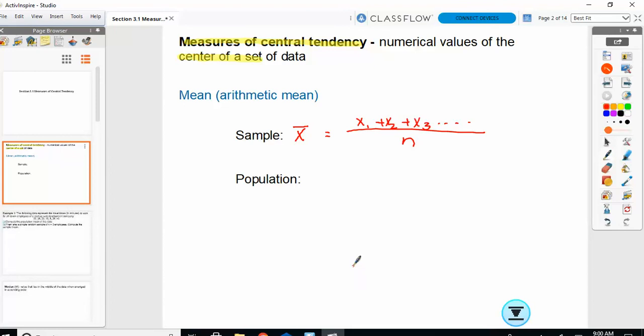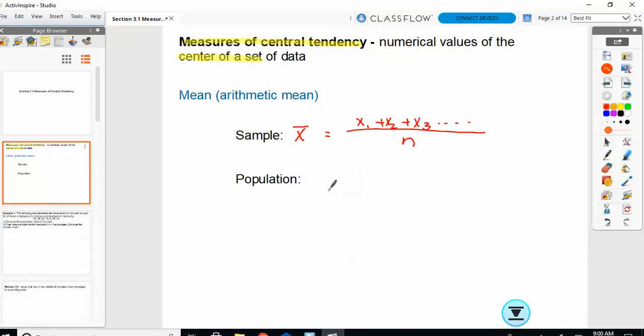So maybe I wanted to know my average test score, but I was too lazy to do everybody, so I just took 3 people. I added up their scores, and then I would divide by 3. That's my mean of a sample, so that would be my x bar.